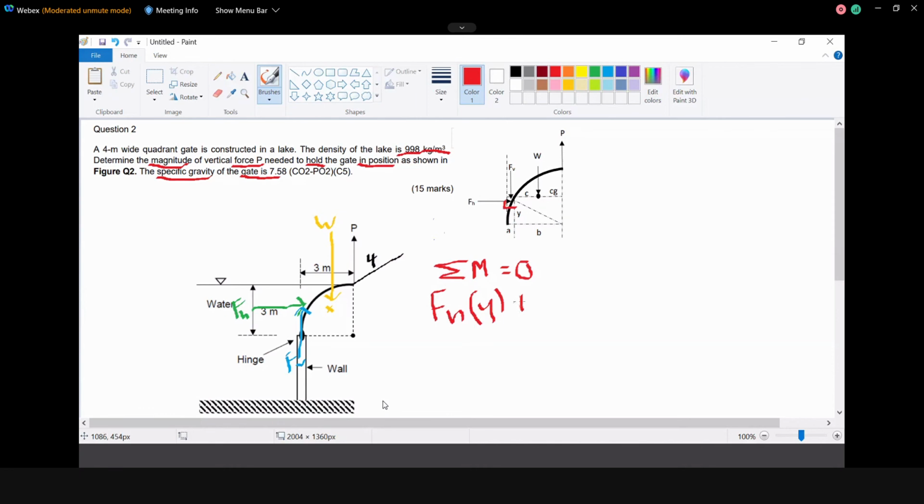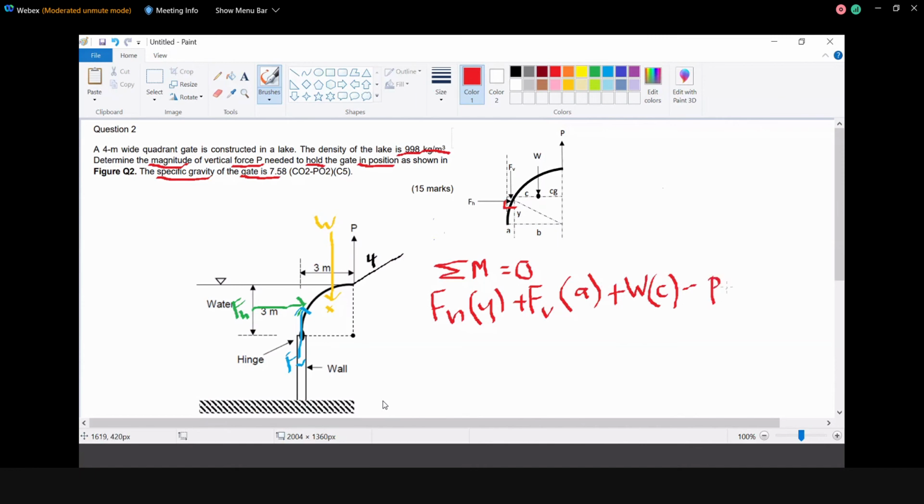FH dengan FV kena tambah sebab dia adalah resultant force. Kalau resultant force kita tambah kan previously. Okay, FV darab dengan A. Okay, and then we should add the weight. Weight darab dengan apa? P. Okay, kita minus sebab P ni berlainan arah.